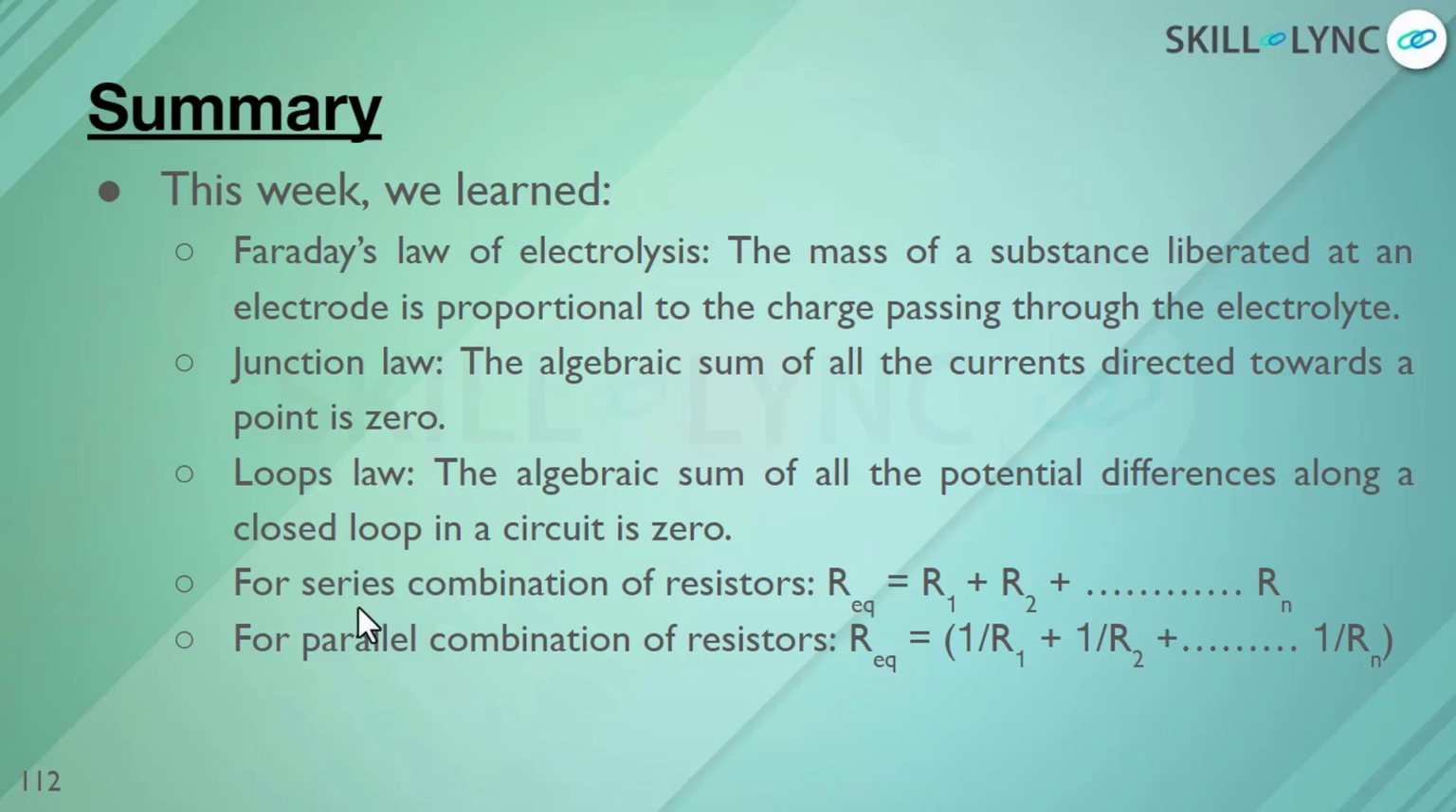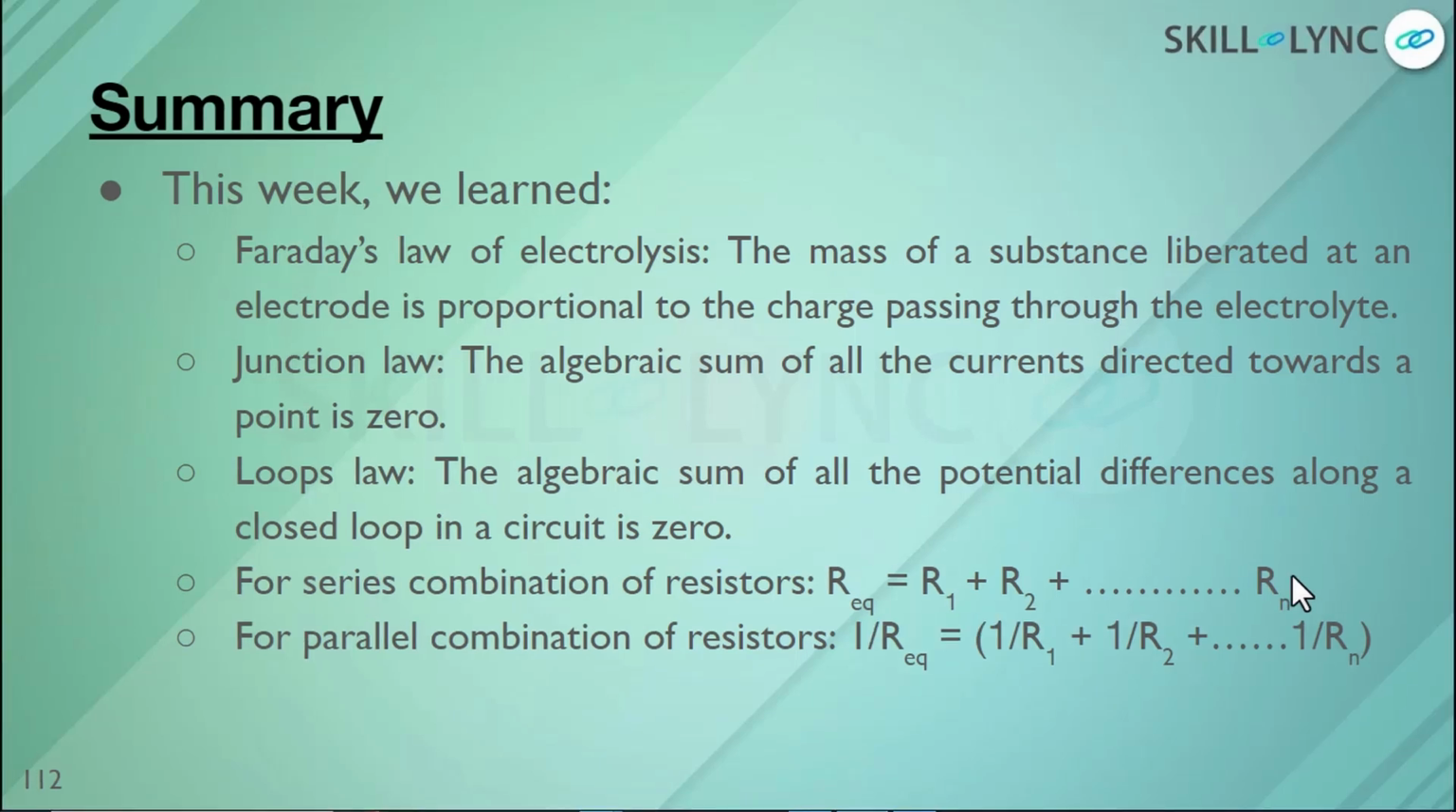The last thing we have learned about was the combination of resistors, and we got to see that there were two kinds of combinations possible in resistors. The first is the series combination of resistors, where R equivalent can be written as R1 plus R2 plus R3 plus and so on up to Rn, where Rn is the resistance offered by the nth resistor of the series combination of the circuit.